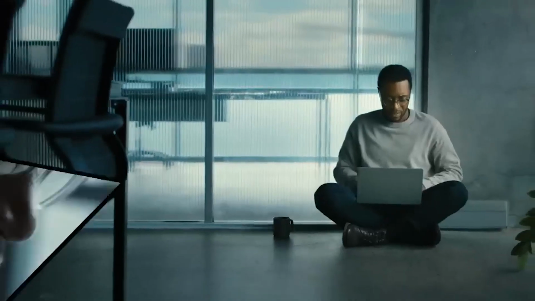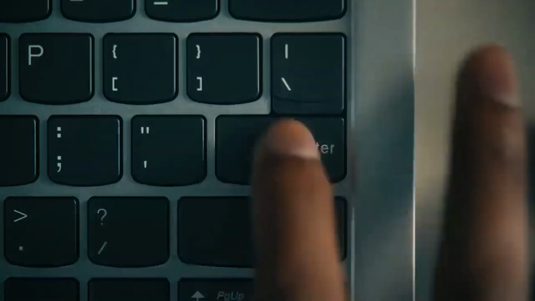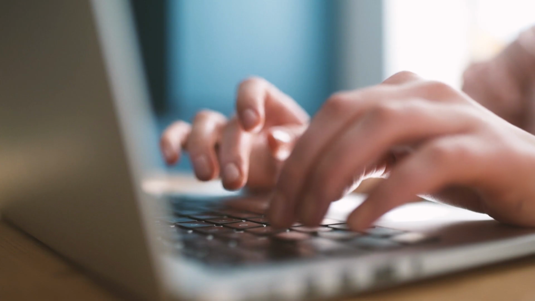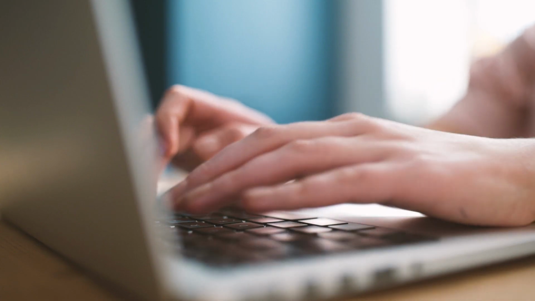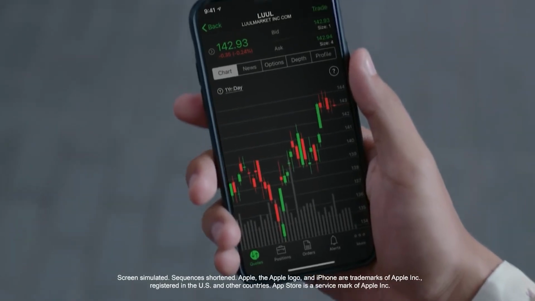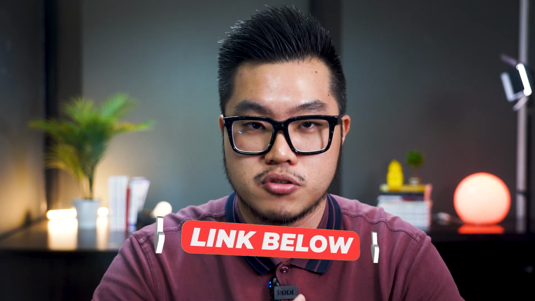Once you have an investment brokerage account opened up and funded, simply key in the ticker symbol of the ETF and then you can start buying. Now, I've previously done a video on how to choose the right investment brokerage account, so if you need some guidance on that, click on the link in the description below.